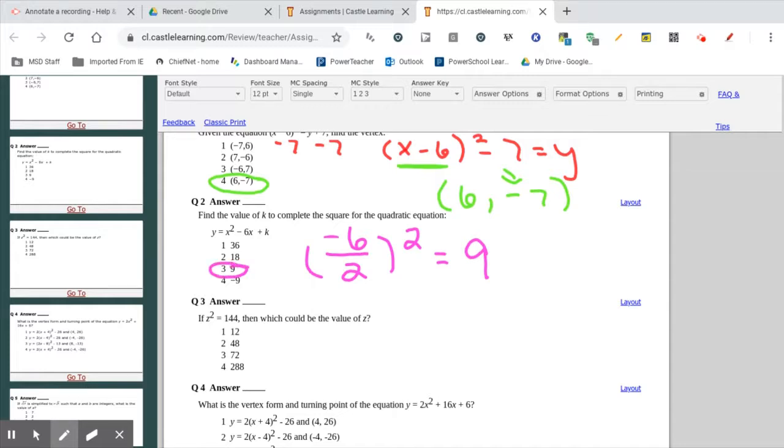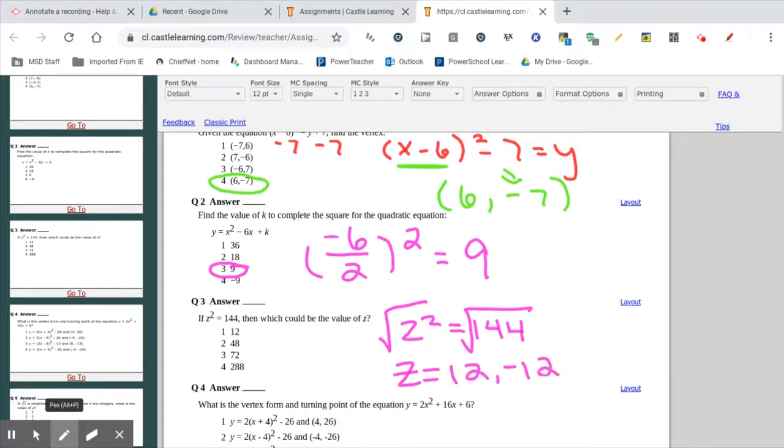Question number 3, if z squared is equal to 144, which could be the value of z? Now, the opposite of squaring a number is to take the square root. So if we take the square root of z squared and of 144, we're going to get that z could be equal to positive 12 or negative 12. And we have positive 12 as an answer.